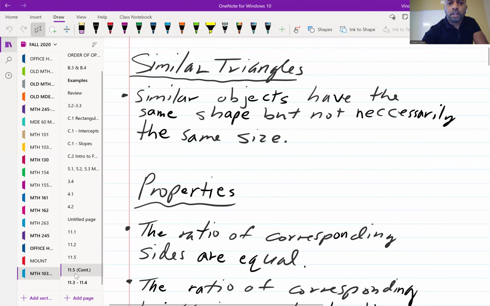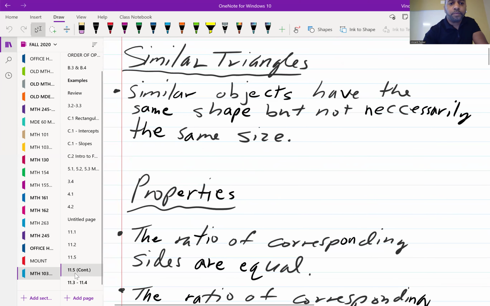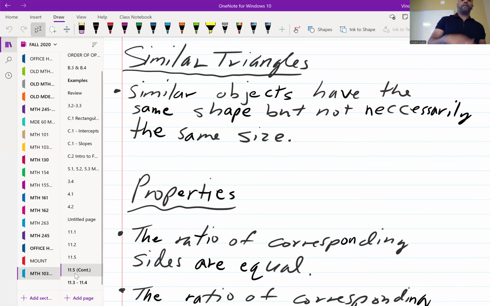So let's look at similar triangles. When we say that an object is similar, they have the same shape, but not necessarily the same size.